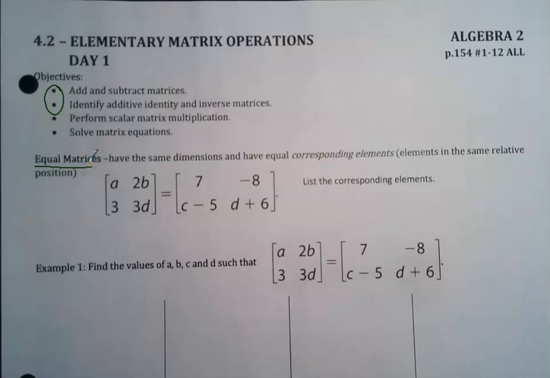All right, so first of all, we can have equal matrices. Okay, so these have the same dimensions and they have equal corresponding elements. So remember, they're elements in the same relative position. So A is relative to 7. Okay, they're in the same position. And notice that it says they're equal.